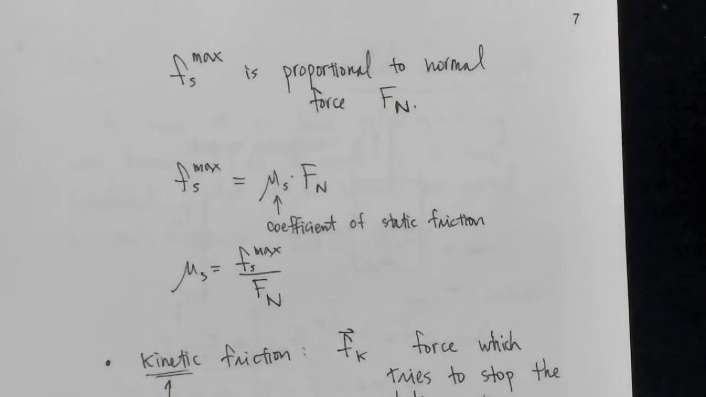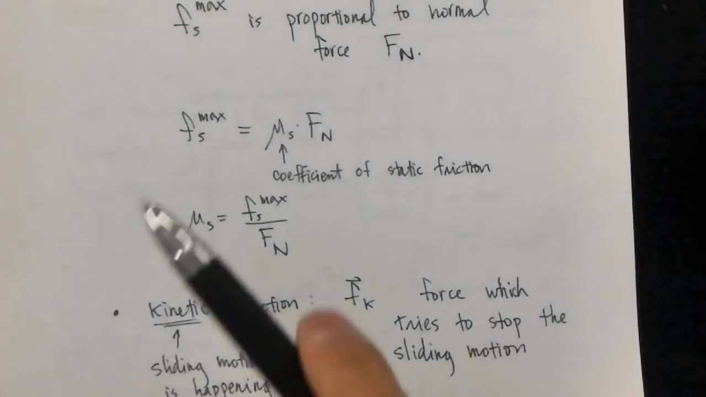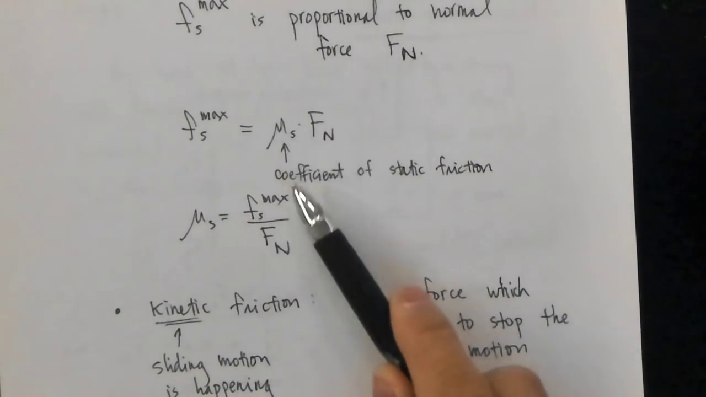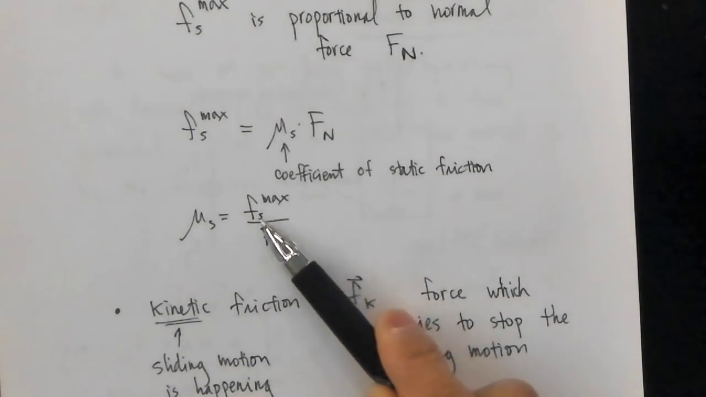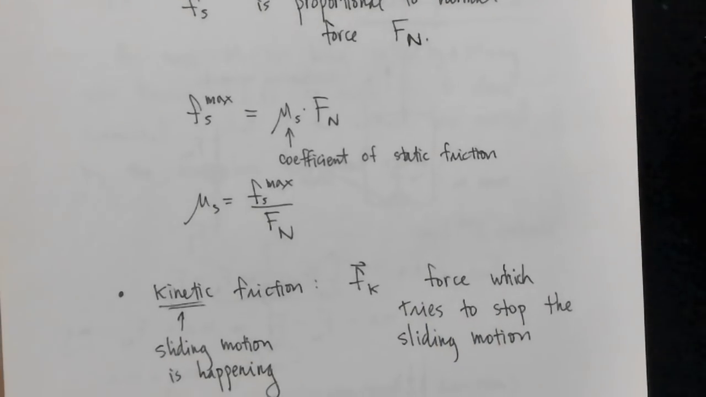So when you do some force problem with friction, very often you should start off by trying to figure out what the normal force is. Otherwise, you have to go back and get it anyway. Okay. So mu s, if I write it in a different way, is the maximum static friction force divided by the normal force.